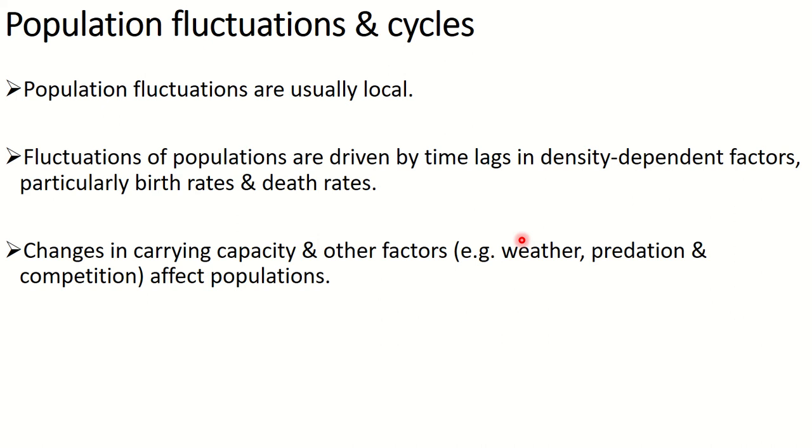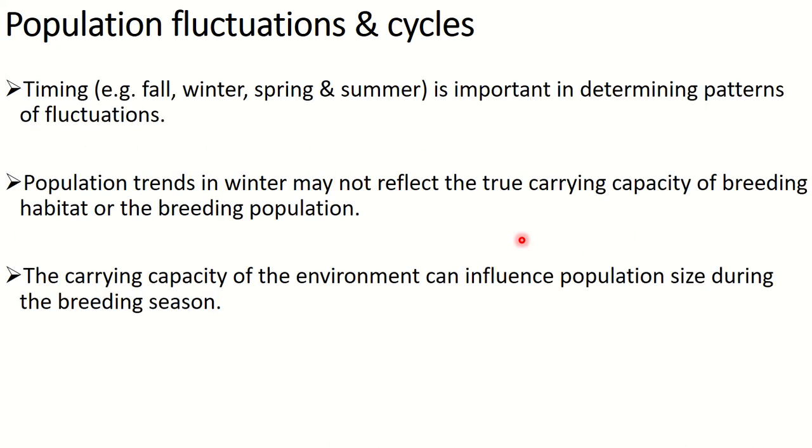Now consider population fluctuations, which are usually local, so it changes between different areas, and the resources for different areas are different. That's why it can be different on local scales. Fluctuations of populations are driven by time lags in density-dependent factors. Density-dependent factors, we can explain that now, particularly birth rates and death rates. Changes in carrying capacity and other factors such as weather, predation, and competition affect these populations. Let's consider some timing.